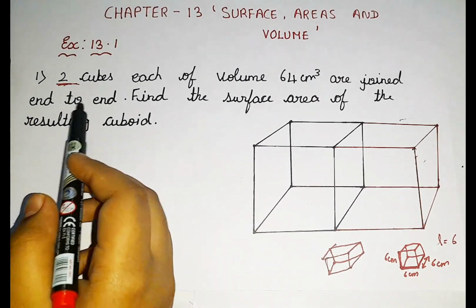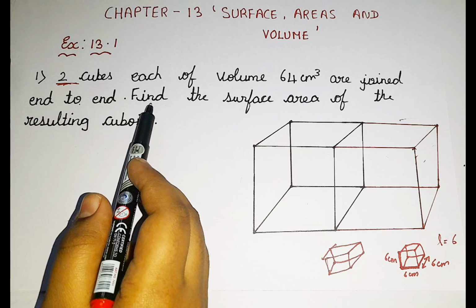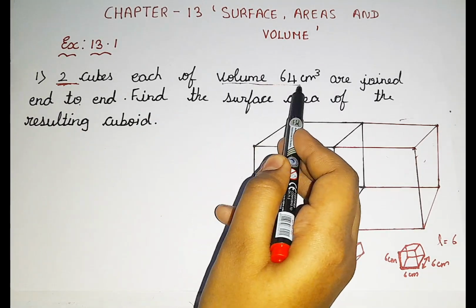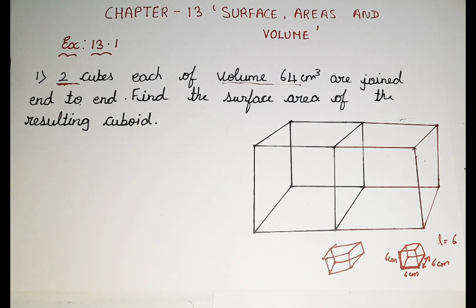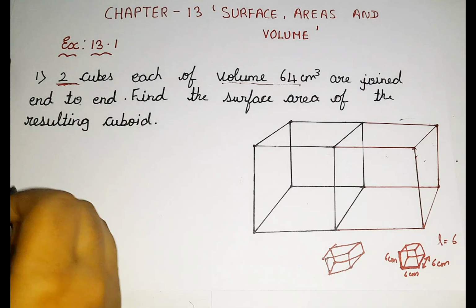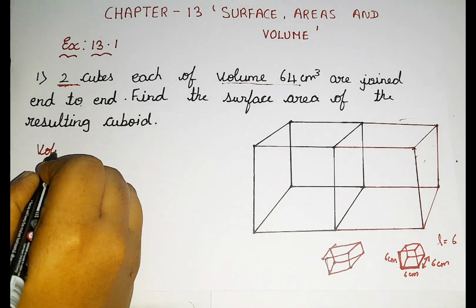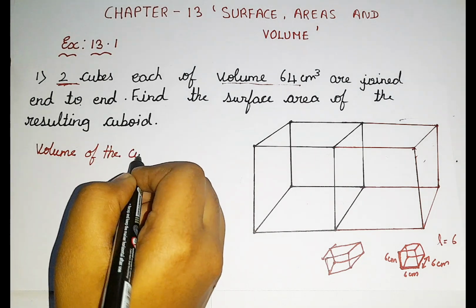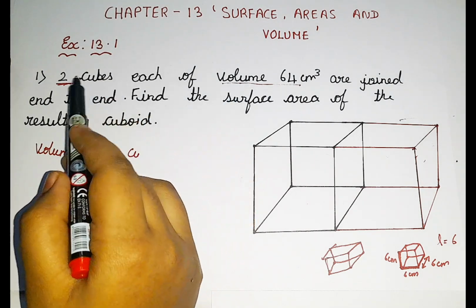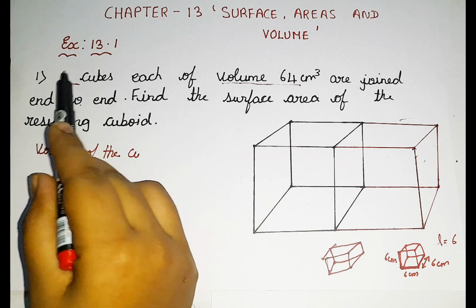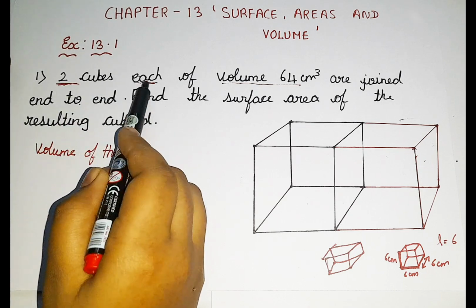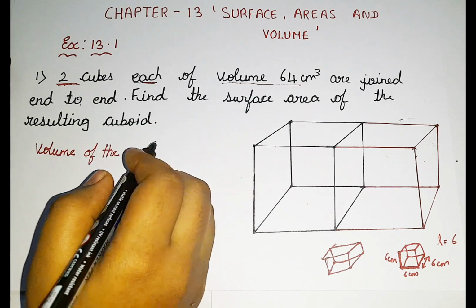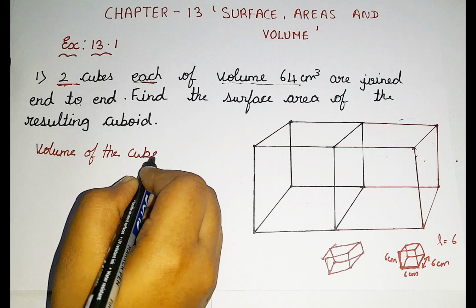Okay. So now, first of all, let us write the value. Since you guys know volume, they have already mentioned the volume, so it's going to be easy for you. Let us write the volume of the cube. Here they mentioned 2 cubes, each cube of volume 64 centimeter cube. Like that we are supposed to find.